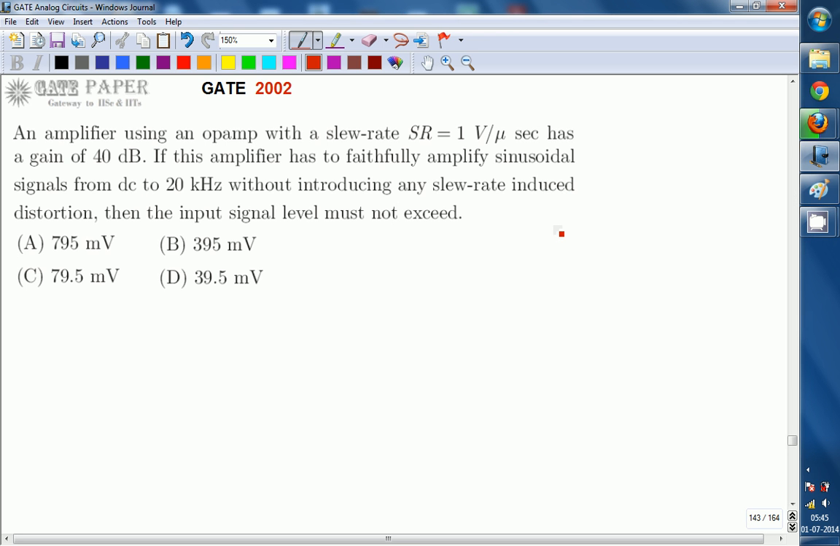Hello, we are discussing the GATE 2002 ECE paper, and this question is related to analog circuits.